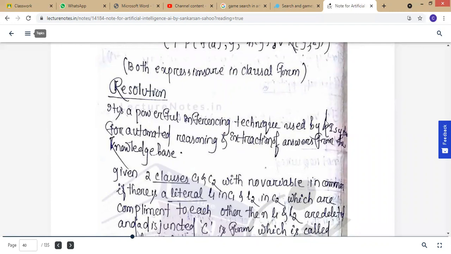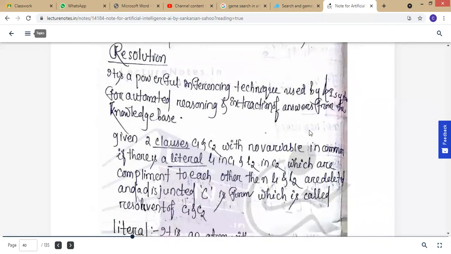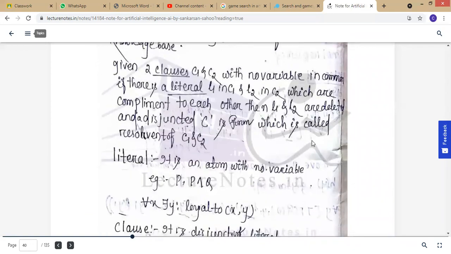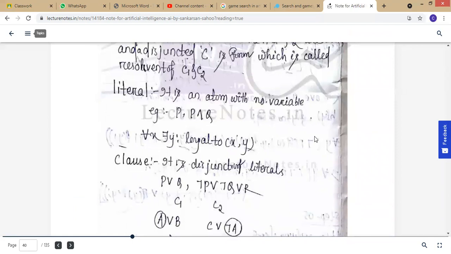Next one is the resolution. It is a powerful inferencing technique used by the system for automated reasoning and extraction of answers from the knowledge. Given two clauses, C1 and C2, with no variable in common, if there is a literal in C1 and C2 which are complementary to each other, then the clause formed is called the resolvent of C1 and C2. So literals and clauses are involved in this.